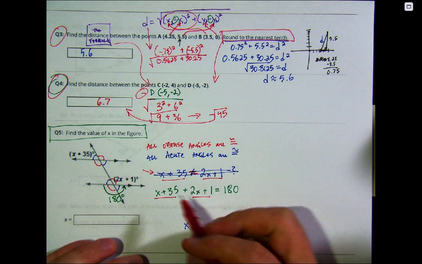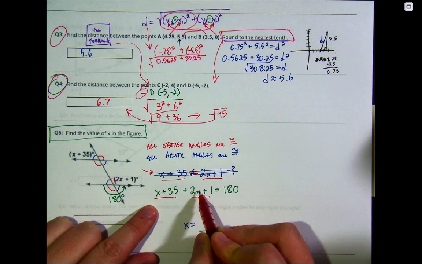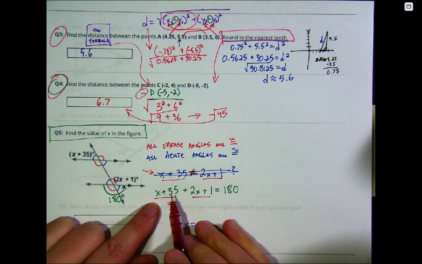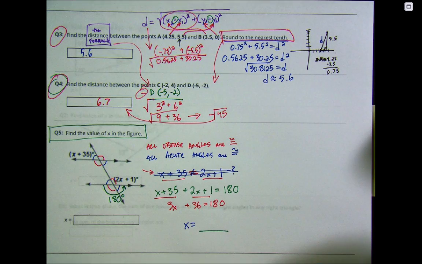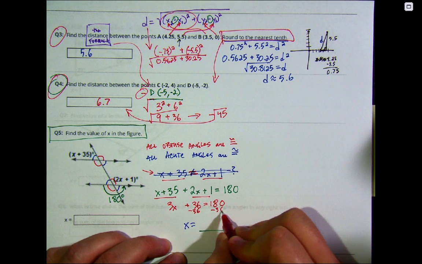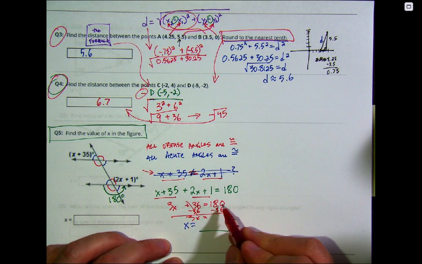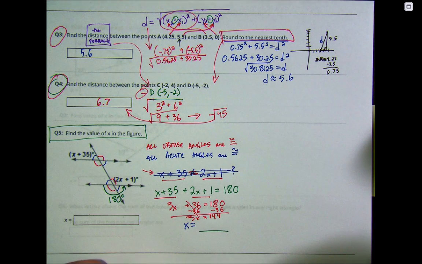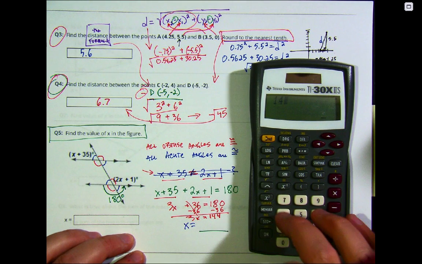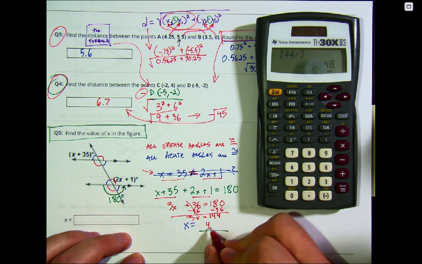Once you've set up your equation, if I've got an x and 2 more x's, if I've got a xylophone and 2 more xylophones, I've got 3 xylophones. Plus 35 plus 1 is plus 36. All right, I'm starting to get an equation that's looking pretty solvable, so I'll take away 36 from both sides. Now I've got 3x equals, let's see, 144, and so I'm going to divide 144 by 3. And my answer is going to be 48 degrees.